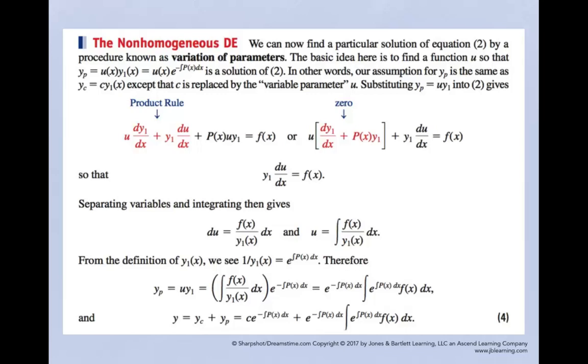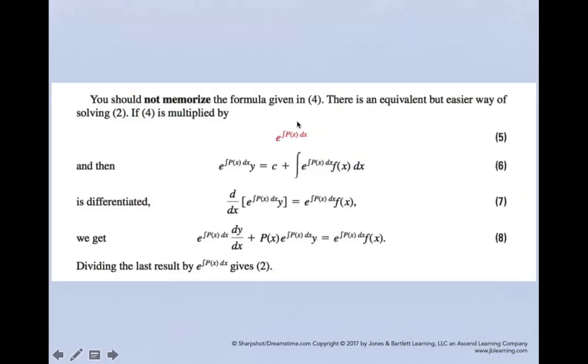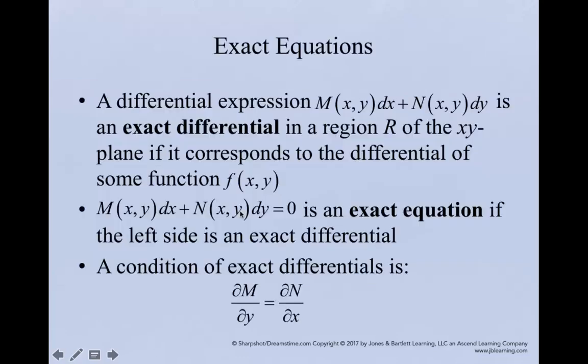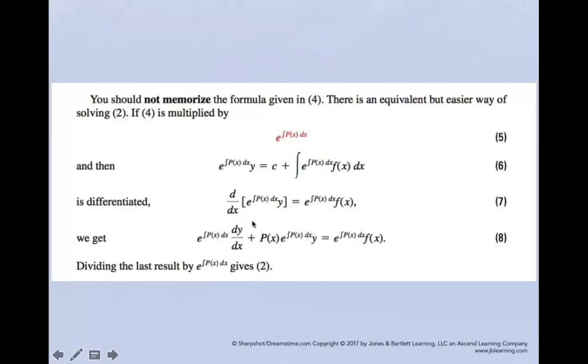You notice we have this e to the minus integral p of x dx term, and it shows up here and here. So if we take this entire equation and we multiply it through by e to the plus integral of p of x dx, so this is what we're going to do right here, then we end up with this expression, which is a much simpler expression. And now we take its derivative, and you can see that once you take its derivative, you get the following expression. If you now divide the entire thing by e to the integral of p of x dx, you basically have equation number 2.